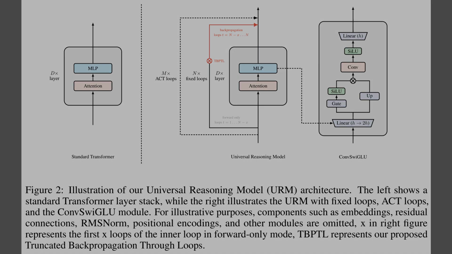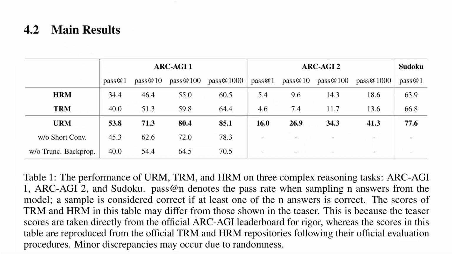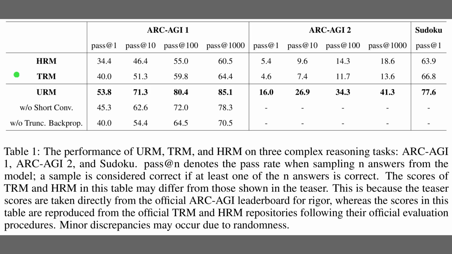The right panel zooms into conv-swiglu, where a short depthwise convolution adds local token mixing inside the gated MLP. Table 1 nails down the practical payoff of the design choices, because it compares the Universal Reasoning Model against RM and TRM across 3 tasks. Pass at n means the model gets n sampled attempts, and it counts as a win if any attempt is correct. In the ARC-AGI 1 block, the Universal Reasoning Model leads at pass at 1. In the ARC-AGI 2 block, the Universal Reasoning Model also leads, and in the Sudoku column it posts the top accuracy. The ablations show that removing short convolution or truncated backpropagation drops ARC-AGI 1 scores, so both components matter.